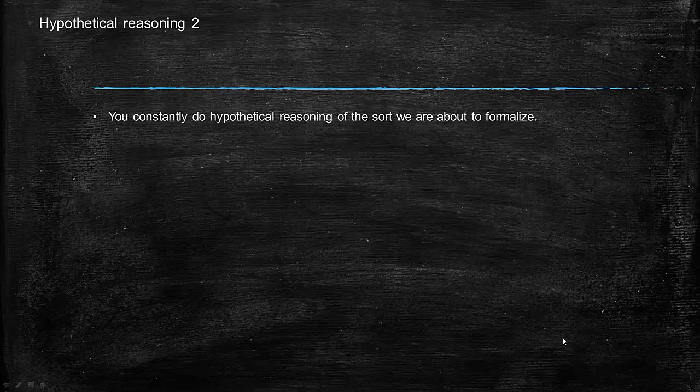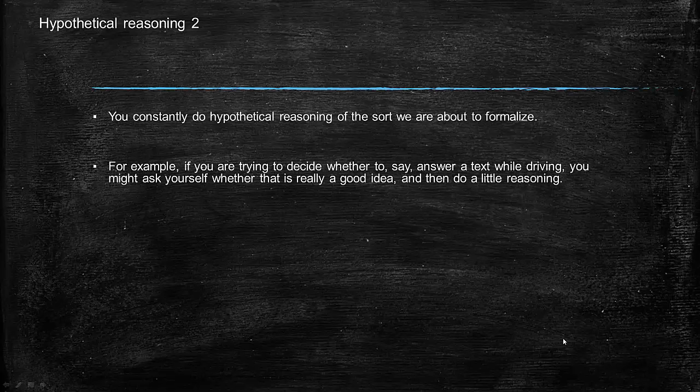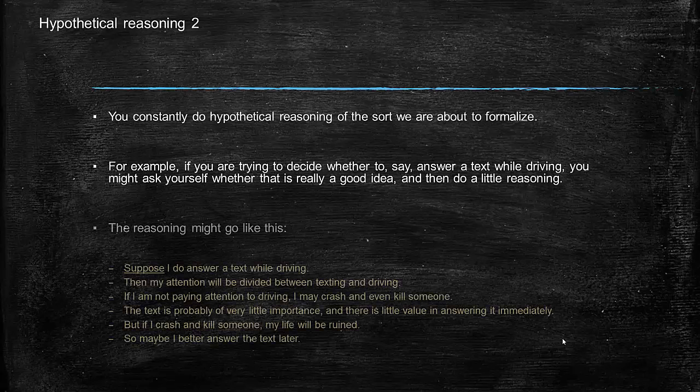So the important thing to understand is that you really already know how to do hypothetical reasoning of this kind. It's sort of built into the way that we reason in natural language. For example, if you're trying to decide whether to answer a text while driving, hopefully that's not a tough decision for you, you might ask yourself whether that's really a good idea and do a little reasoning. And the reasoning might go like this.